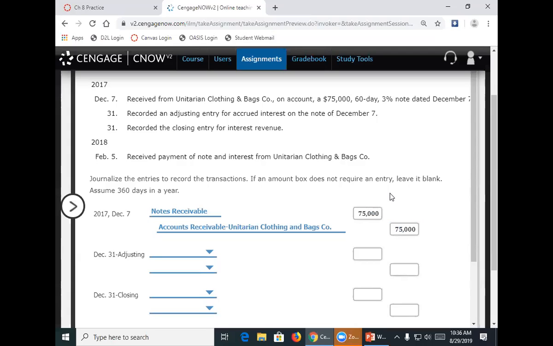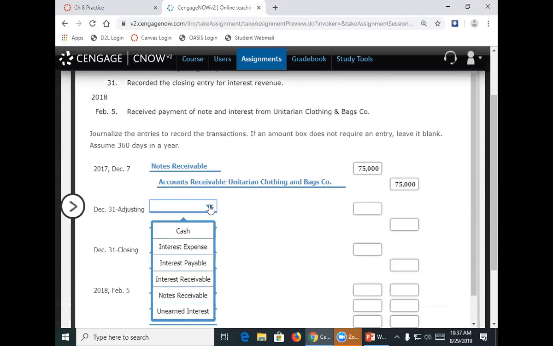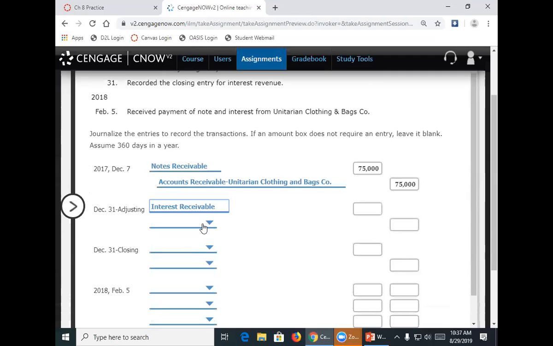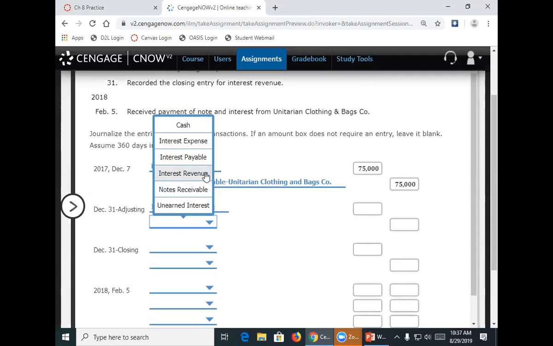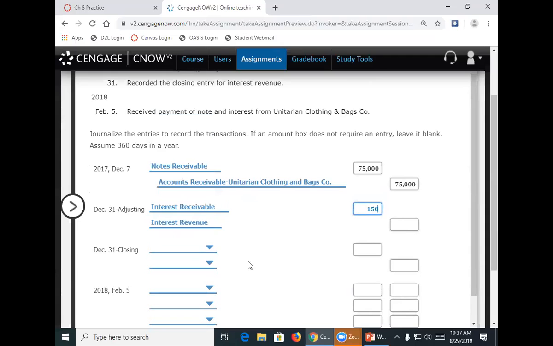So you would take 75,000 times, what's the interest rate? 3%. Times 24 days over 360. 150. Very good. So we would debit interest receivable, and credit interest revenue for the $150. So we earned and accrued $150 of interest revenue in that current fiscal year.